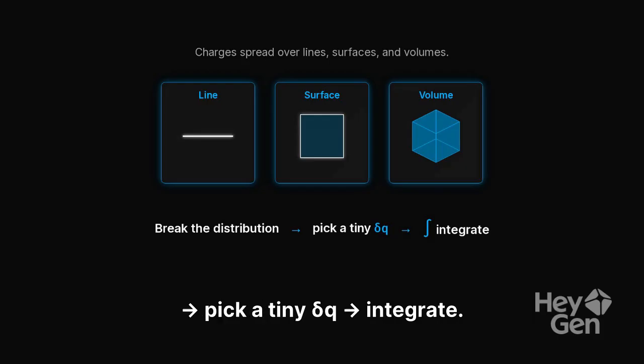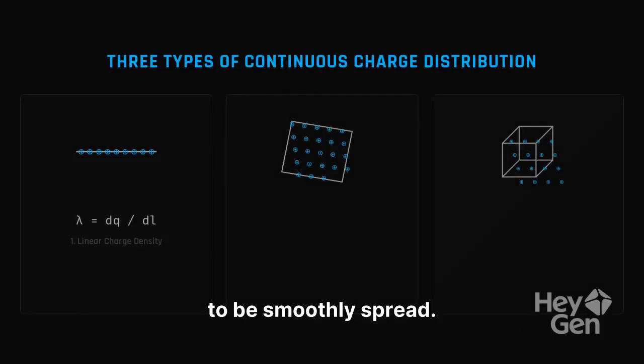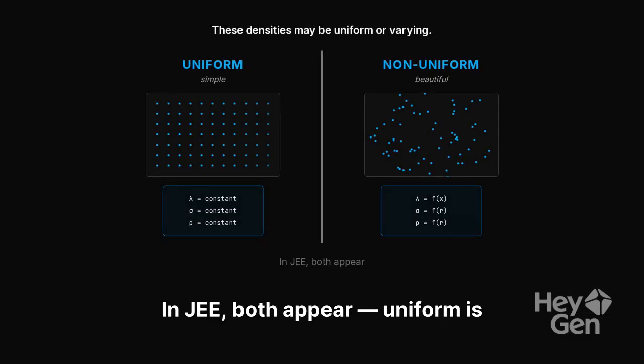Break the distribution, pick a tiny delta Q, integrate. Instead of discrete charges, charge is assumed to be smoothly spread. Three types: 1. Linear charge density, lambda. 2. Surface charge density, sigma. 3. Volume charge density, rho. These densities may be uniform or varying. In JEE, both appear. Uniform is simple, non-uniform is beautiful.